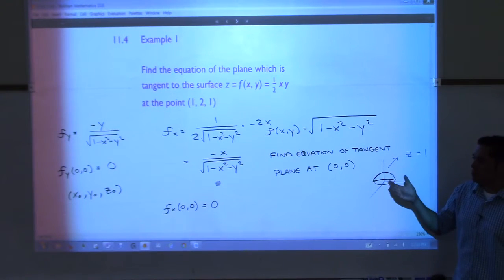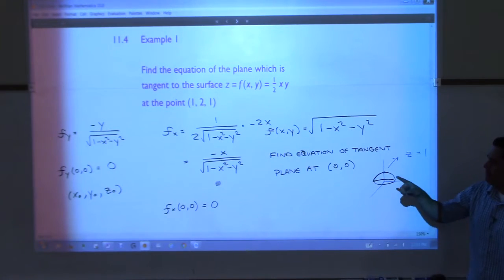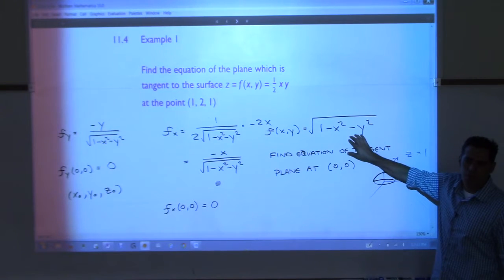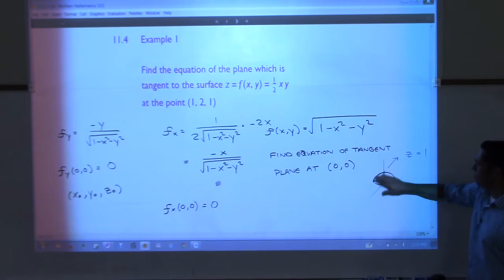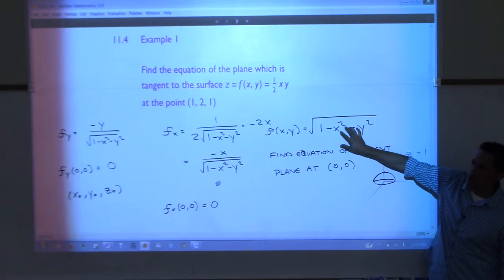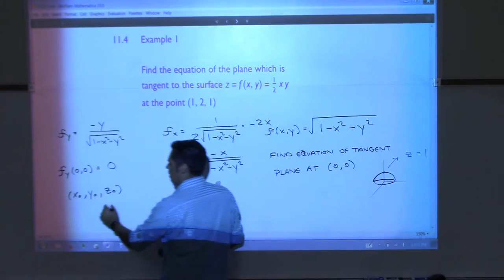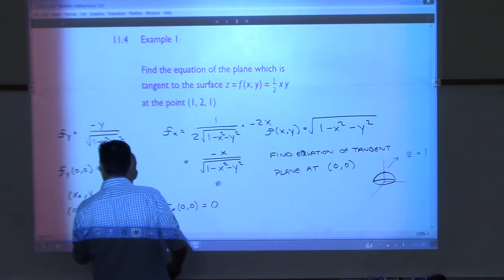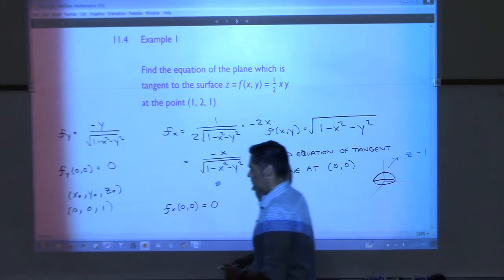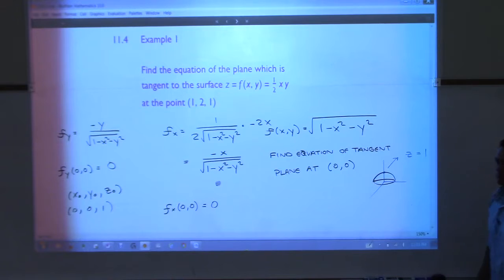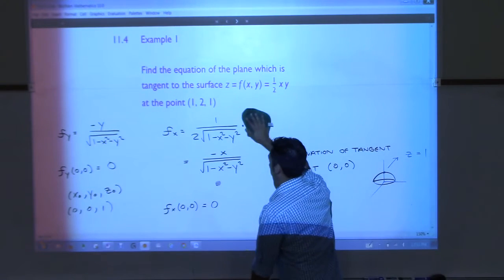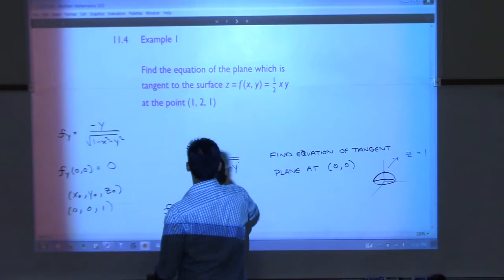So we have to plug 0, 0 into the original function to figure out what the z coordinate is on that sphere. And if you plug in 0, 0 here, you get 1. So this right here is 0, 0, 1. We're almost done. I'm ready for the formula.